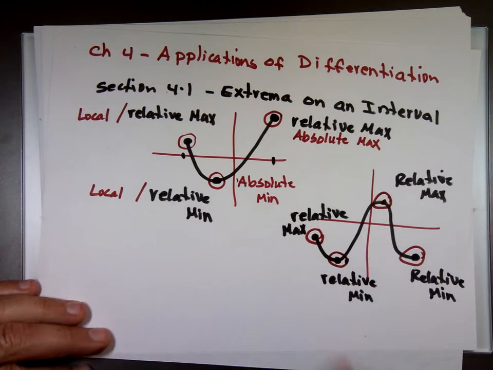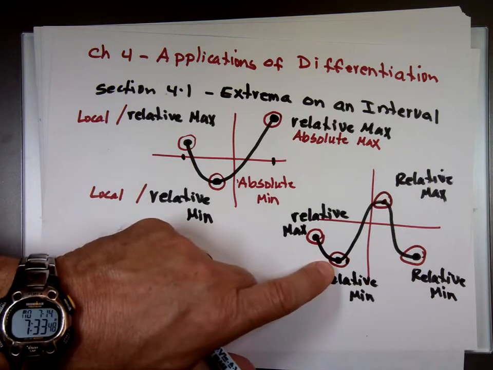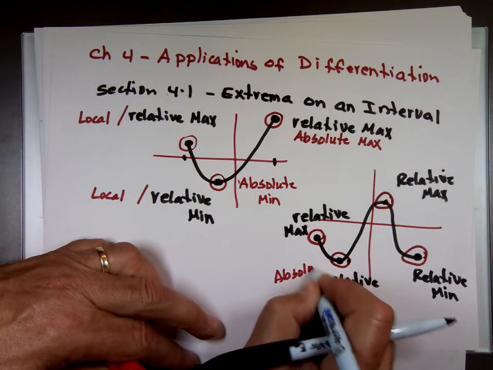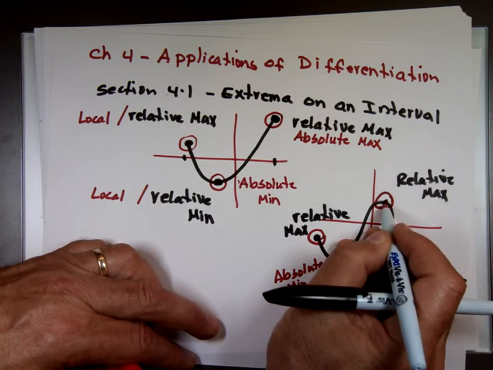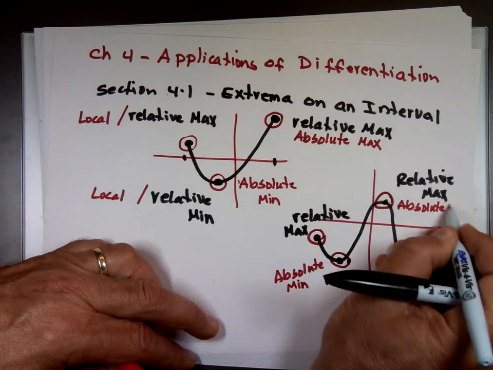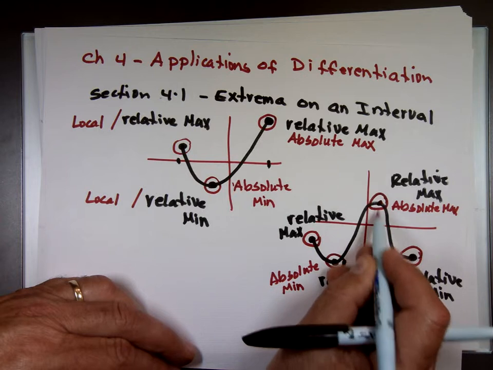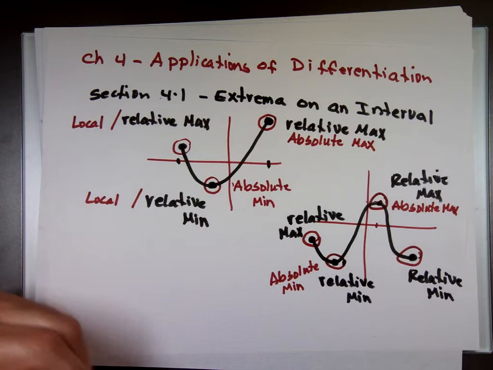Looking at these, which one is the absolute min, which one's the absolute max? If I drew that, that looks like an absolute min, doesn't it? And where's my absolute max? Does it look like that one? So if they ask you where is the absolute max, it's right here, whatever that x value. What is the absolute max is the y value, whatever that number is.